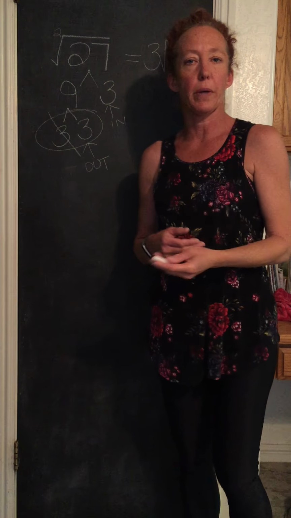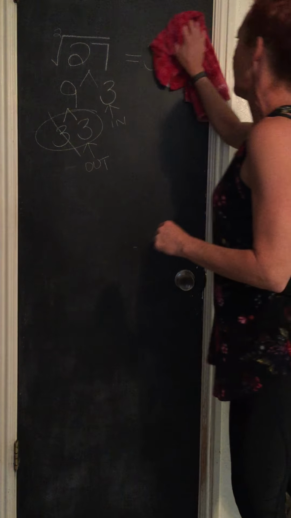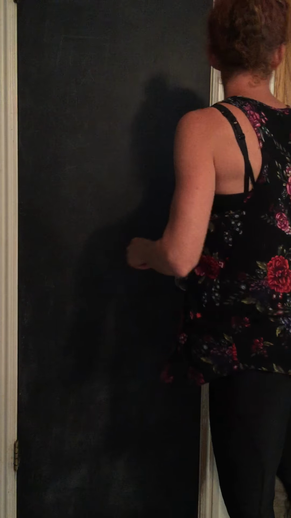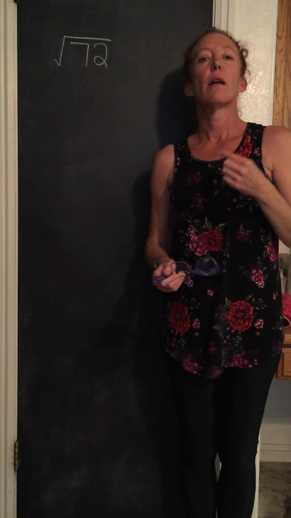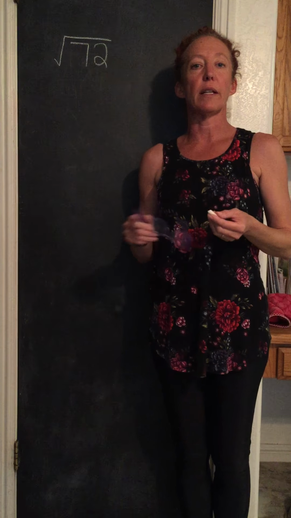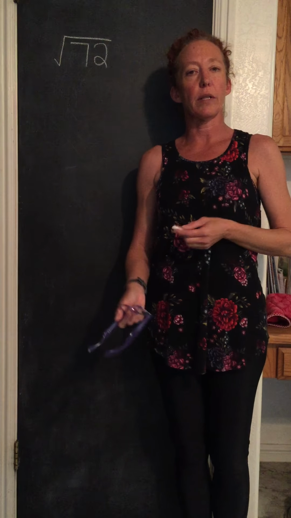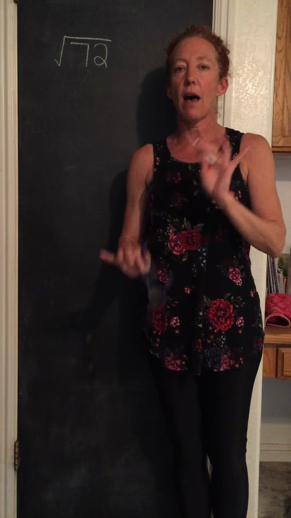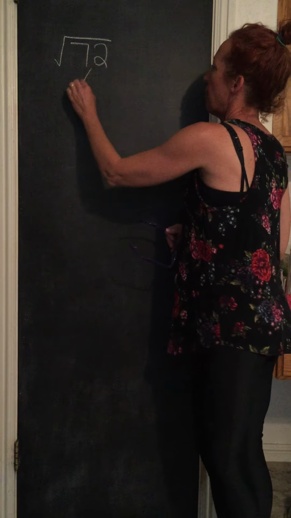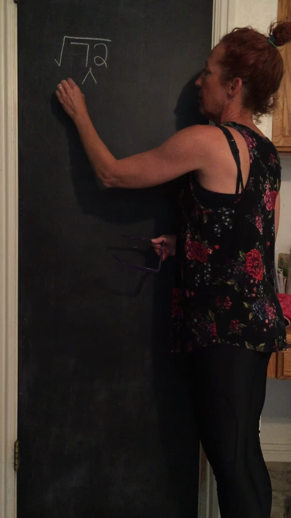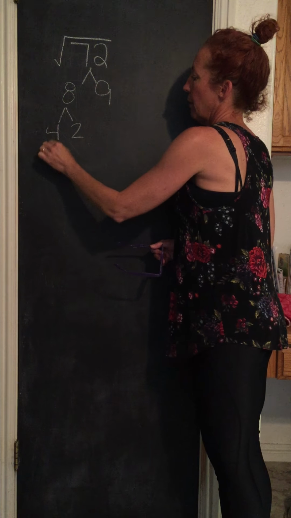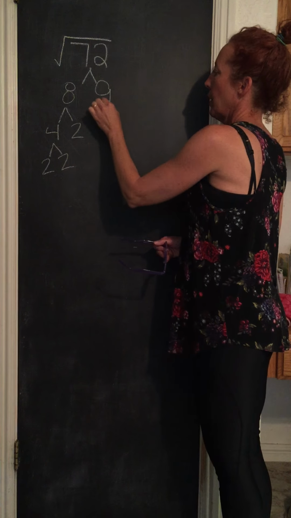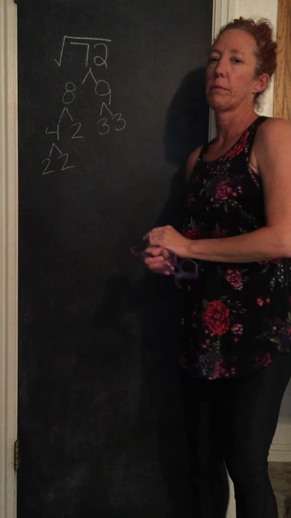We're going to add variables. We're going to add higher powers. But let's do something similar to this one again so that you get a handle on it. Let's do the square root of 72. Someone could see 72 and break that down as 8 times 9. Somebody else might see 36 times 2. It doesn't matter how you break it down. We all end up with the same prime numbers down at the bottom. So 72 is 8 times 9. 8 is 4 times 2. 4 is 2 times 2. And 9 is 3 times 3.